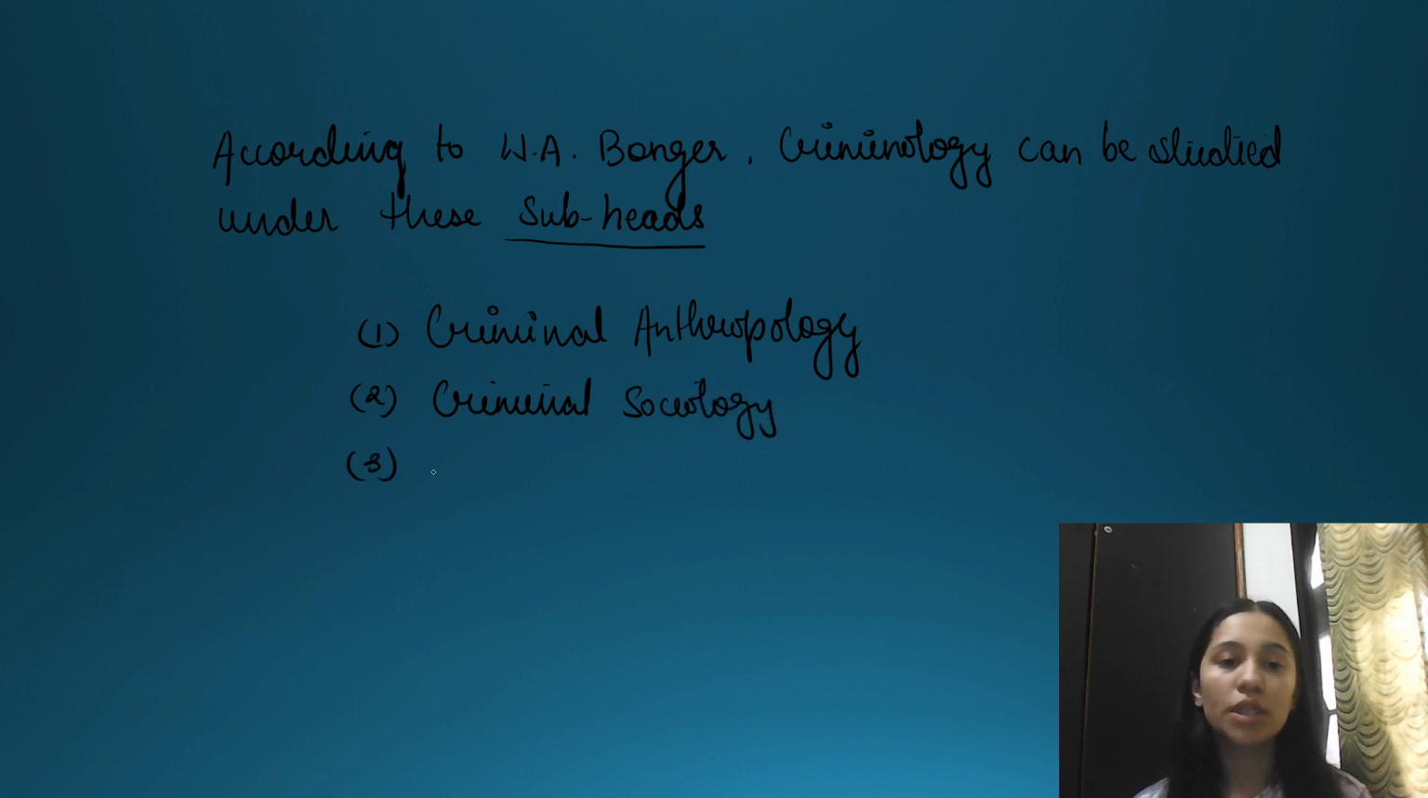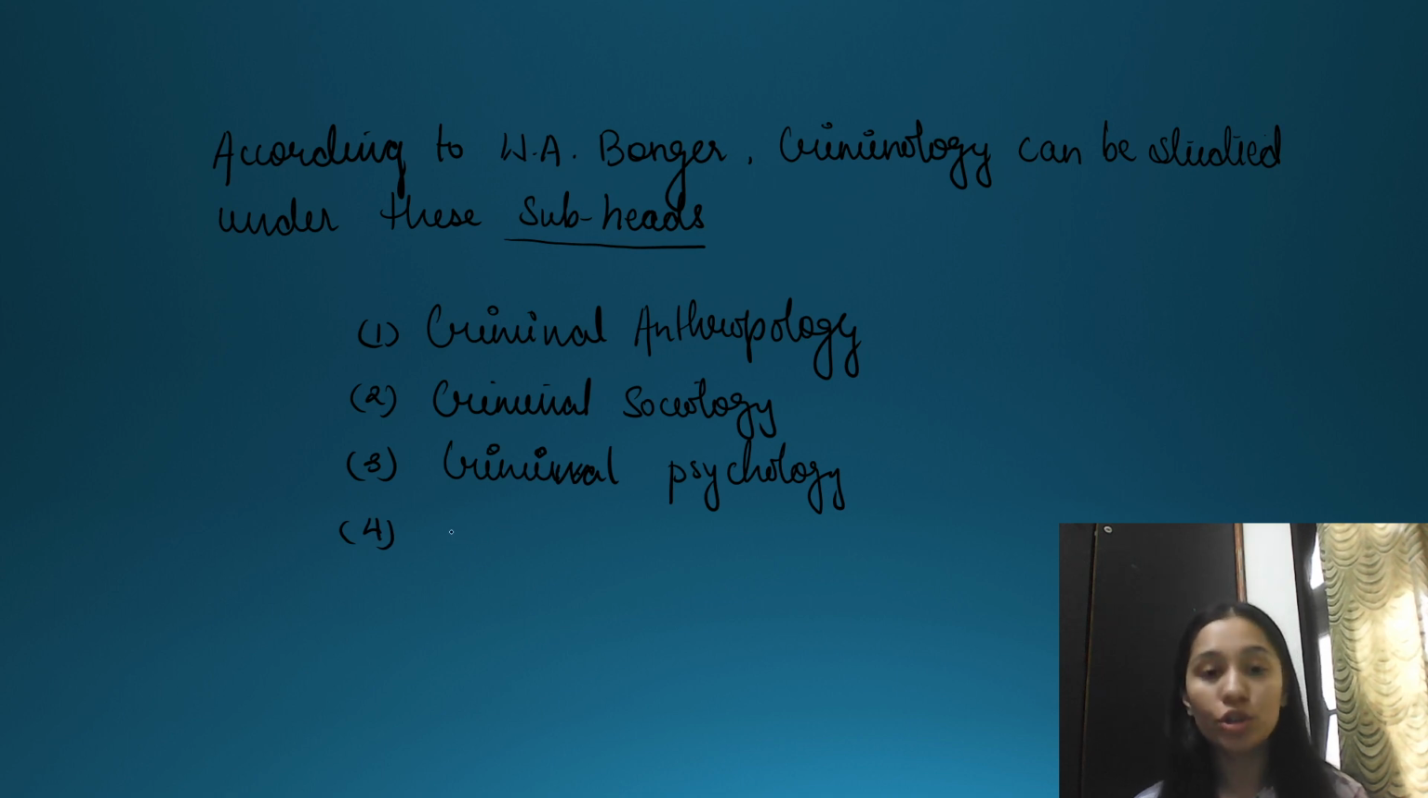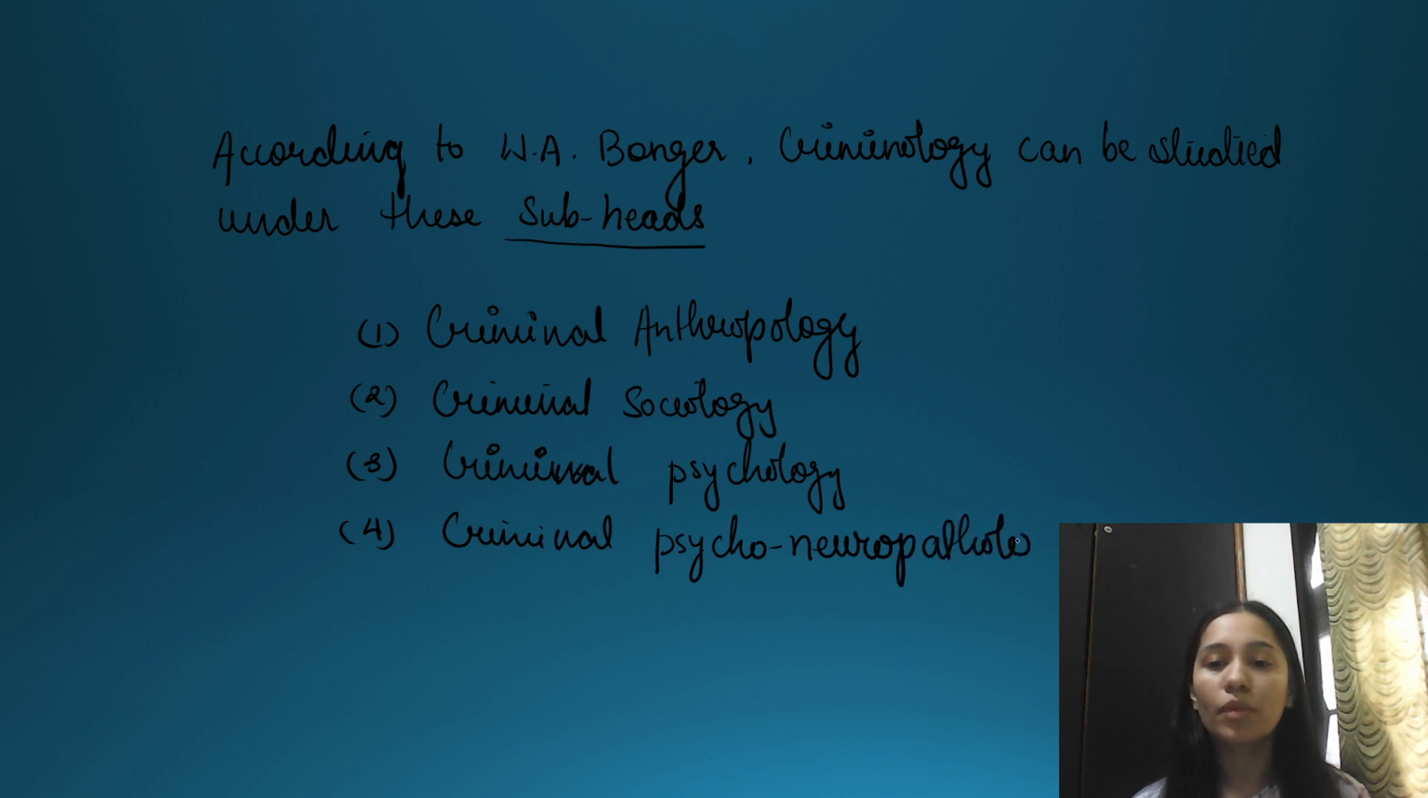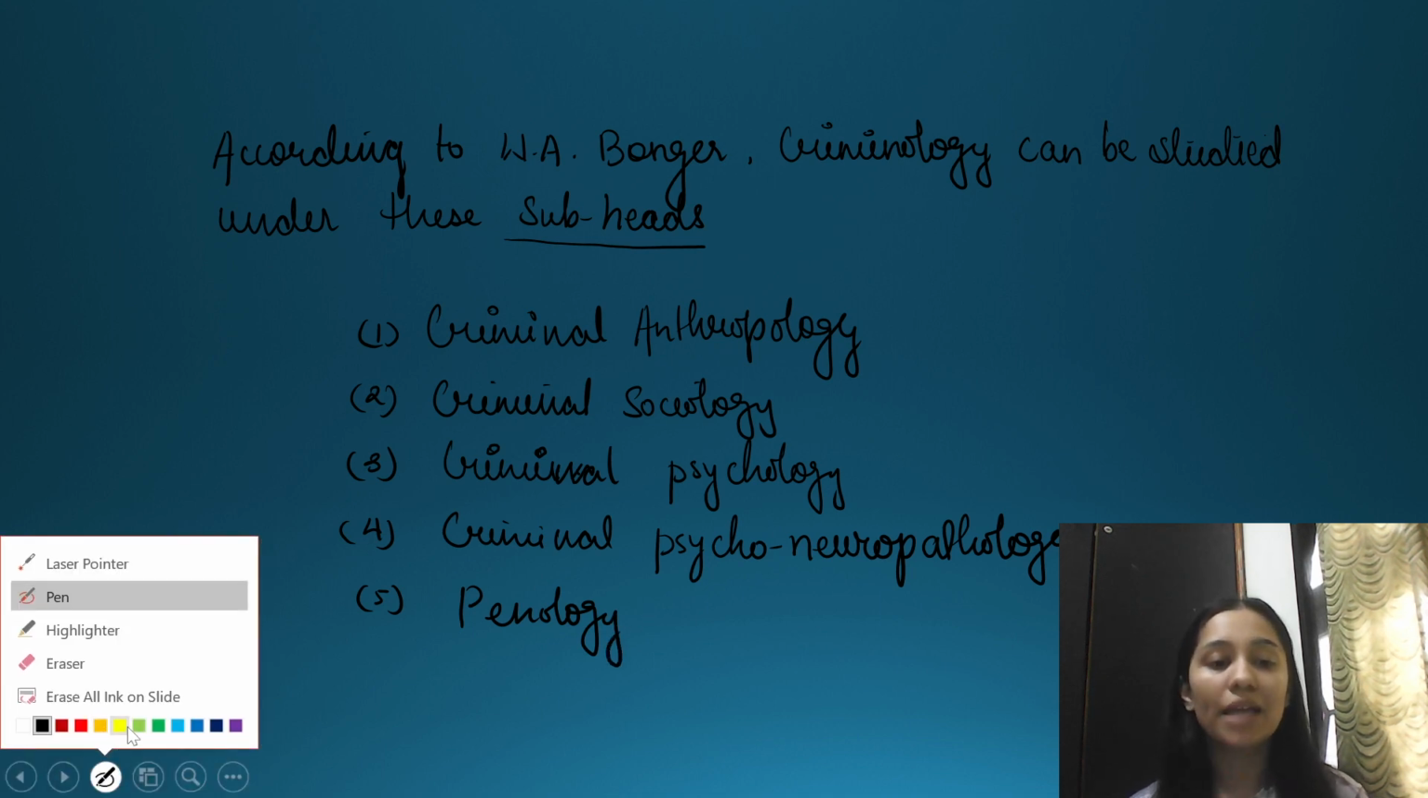Criminal sociology. Third one is criminal psychology, and after that you have one more, criminal psychoneuropathology, and then penology. Okay, so these were the basic subheads given by W.A. Bonger.